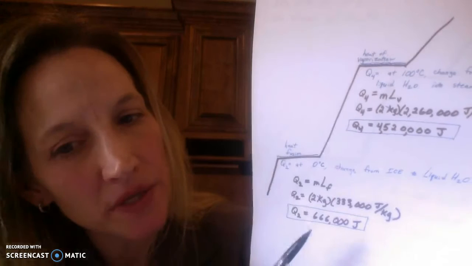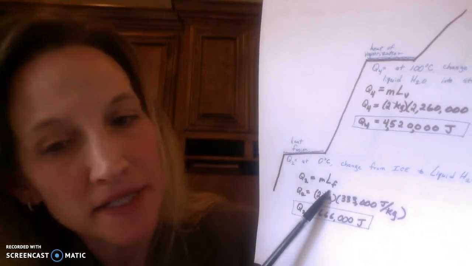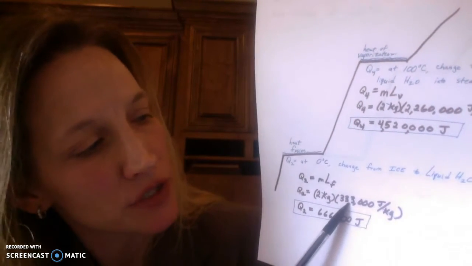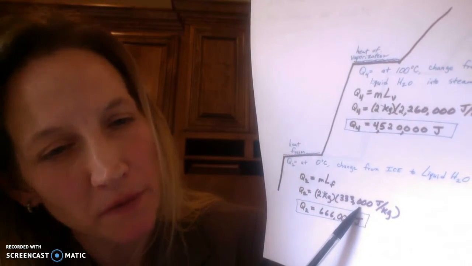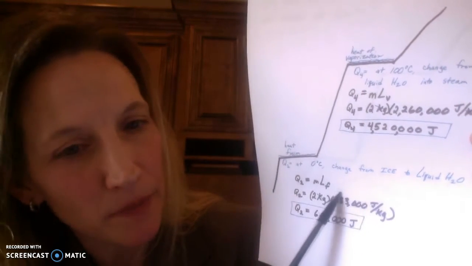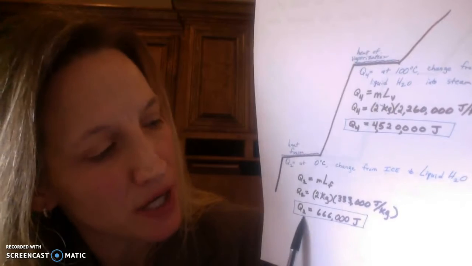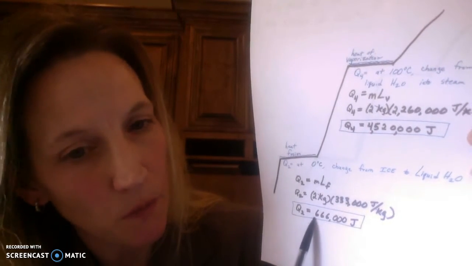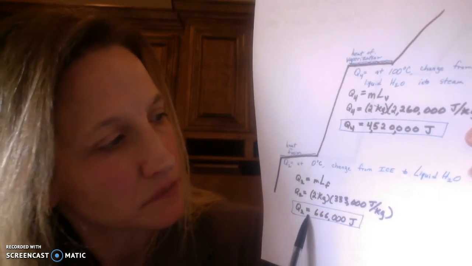My Q2 is mass times the latent heat of fusion. Is that number I just showed you? And this is something the students would have already been familiar with. I'm just helping them put together this phase change diagram for the water type problems.